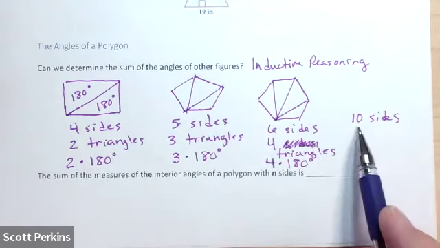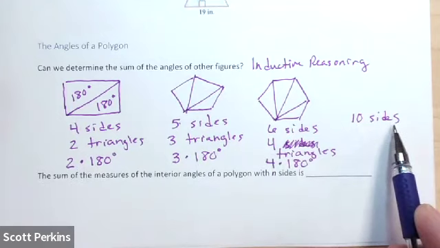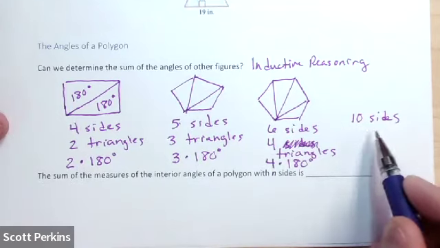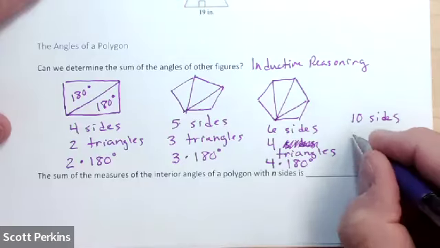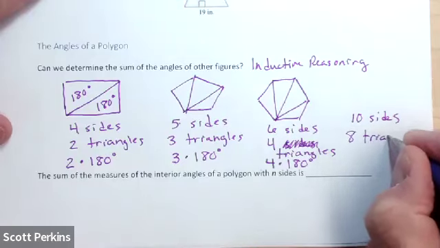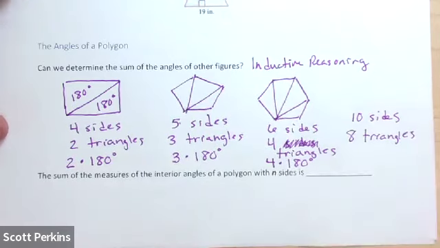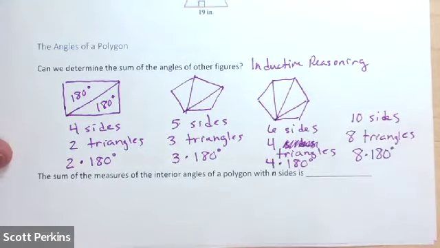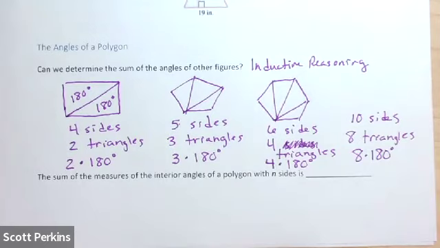So if I said a 10-sided polygon, and I was then going to make it into triangles, how many triangles do you think I could make out of that? 8. Yep, 8 triangles. So you just used inductive reasoning. Very good. You just followed the pattern. And so if I then asked you how many degrees does a 10-sided polygon have, you would say, oh, that's 8 times 180 degrees, and we'll figure that out in just a minute.